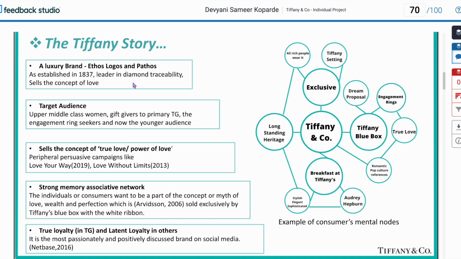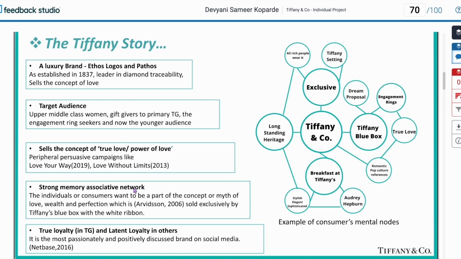Then it was where it was established, then the target audience. So this is a general target audience which I've explained. Then I've talked about how it sells the concept of true love and power of love. Here I have used peripheral persuasive campaigns. I could have said this can be shown because of campaigns like this, but I have used a technical term, peripheral persuasive campaigns. So the professor knows, okay, I know what peripheral persuasive campaigns are. That's why I can relate to this. So this gives me an extra mark.